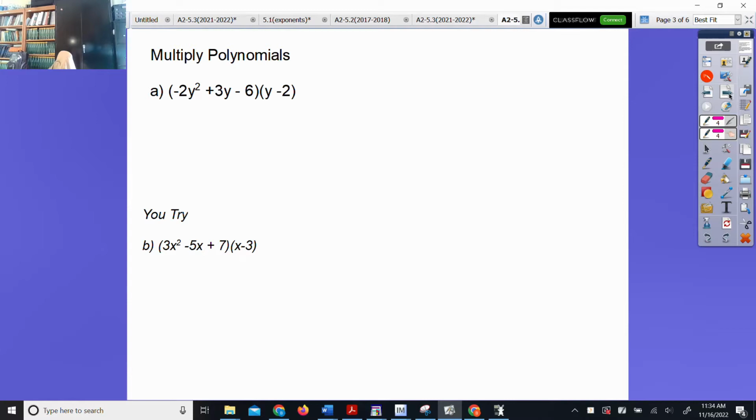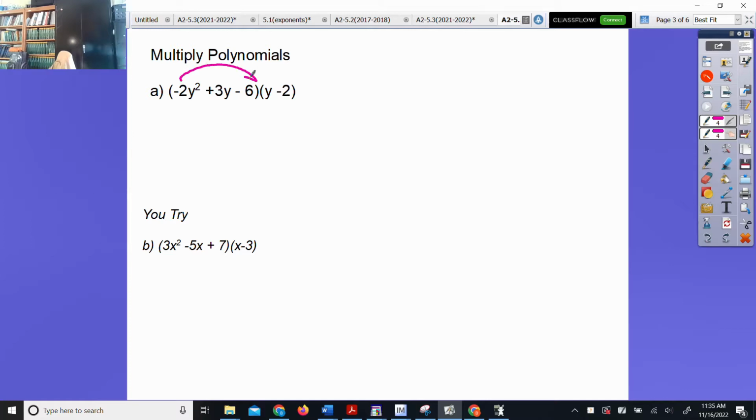This is multiplying polynomials, all right? Which is also not an Algebra 2 standard, it's an Algebra 1 standard. What property are you going to use to multiply negative 2y squared plus 3y minus 6 times y minus 2? The distributive property. If you work left to right, you're going to do it 3 times. If you work right to left, you're going to do it twice. Most people work left to right, so that's how I'll do it.